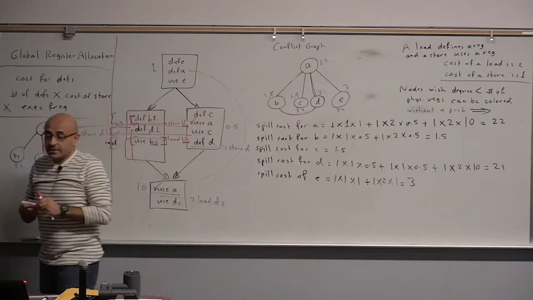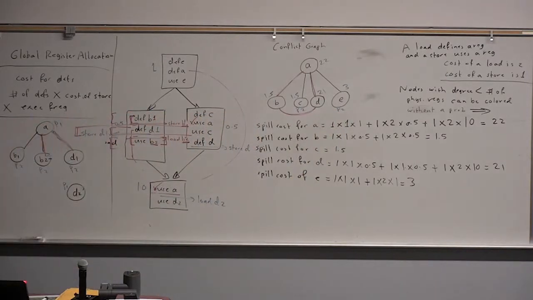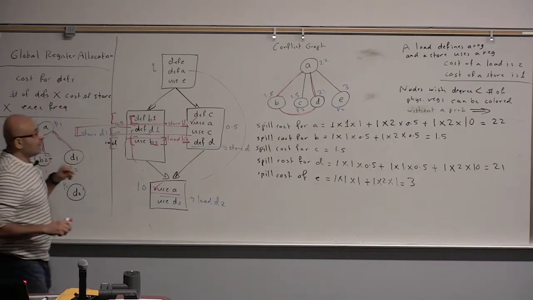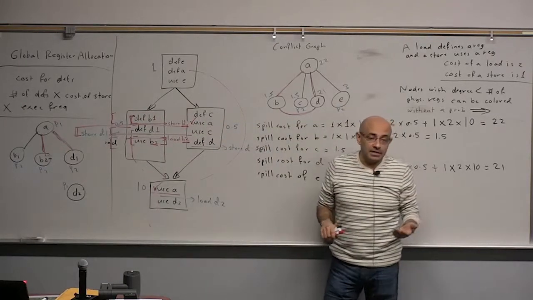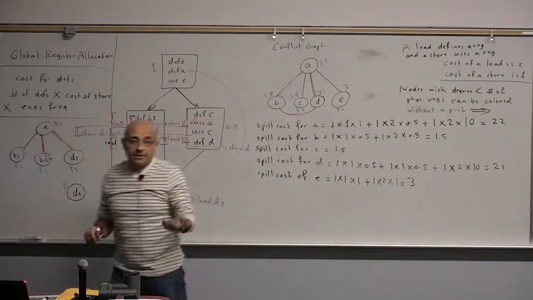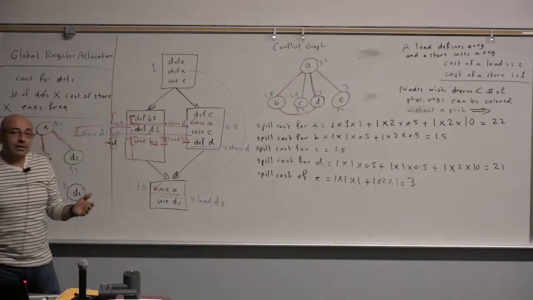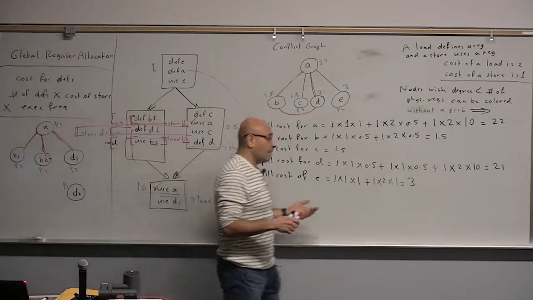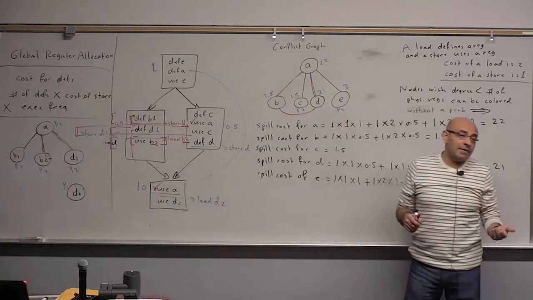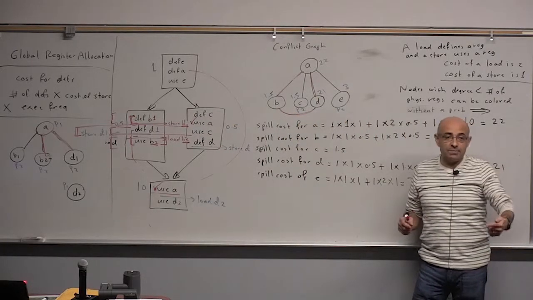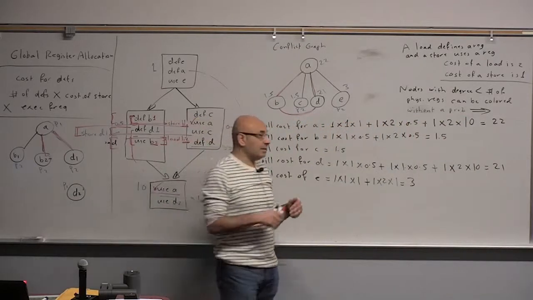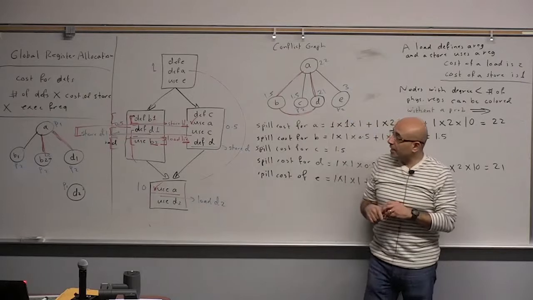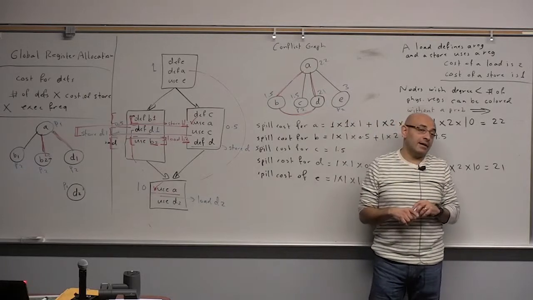So the idea is you compute the conflicts, then you spill the cheapest register, and then you check the conflicts. If that makes things better, if it makes the graph colorable, then you color. If it doesn't make the graph colorable, you spill the next cheapest live range, and you keep doing this until eventually you have a colorable graph.